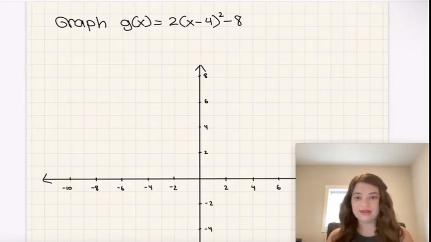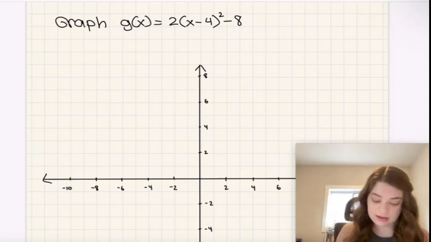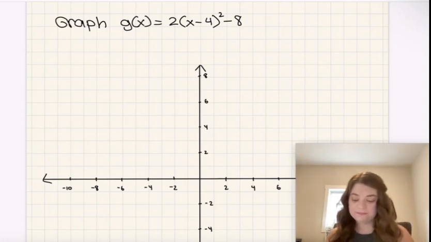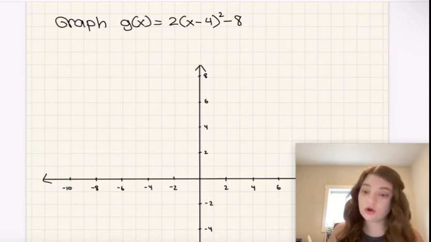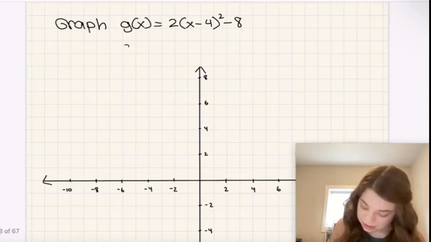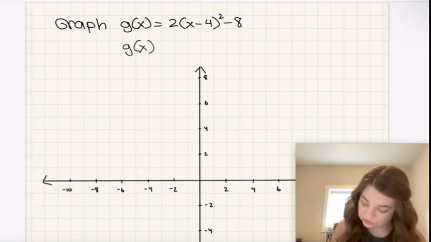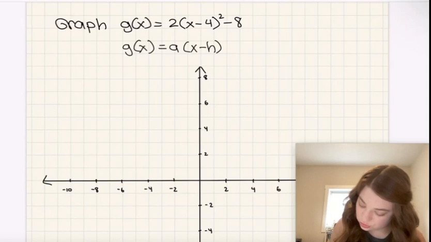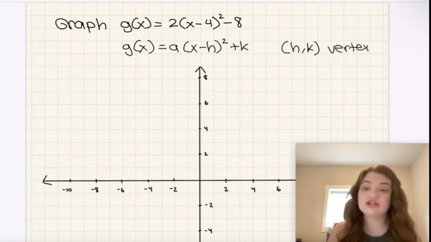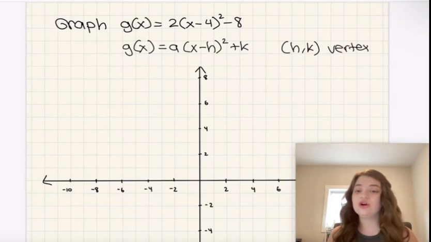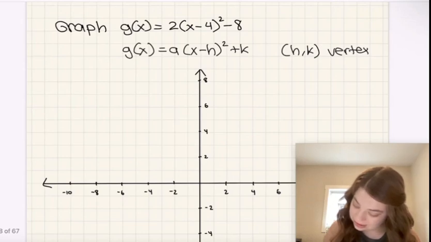We can just look at this and immediately know the vertex because the vertex of any equation in vertex form is always h comma k, right? So we have g of x, just as a general format, is a times x minus h squared plus k, where h comma k is our vertex. So in this case, I just need to look at this equation and determine the vertex. And in this case, the vertex is 4, -8.